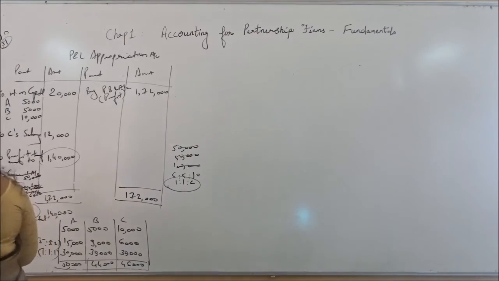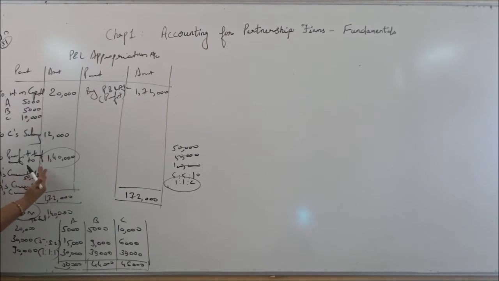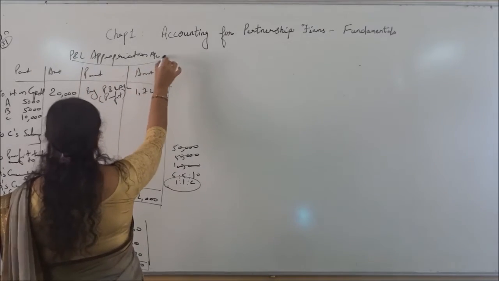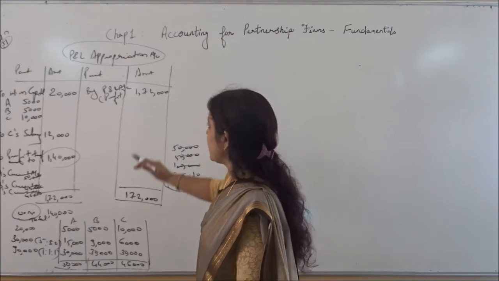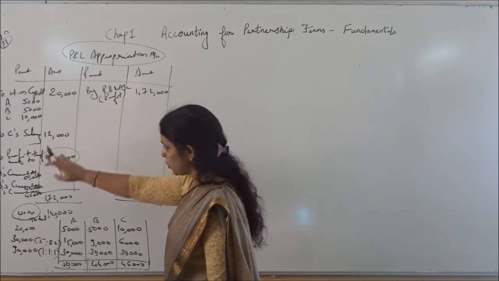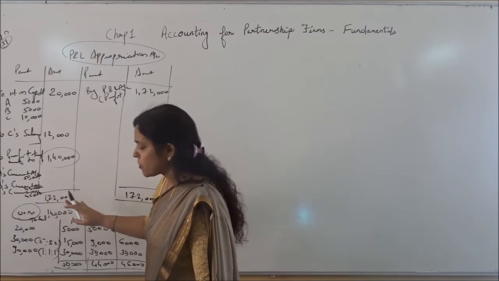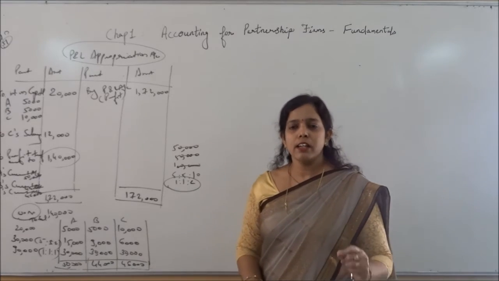As you have seen in the previous videos, it is in the debit side, so in the entry it will go in the credit side, and in the debit side what will come? The name of the ledger. What is that? P&L appropriation. So what will be your entry? P&L appropriation account DR to A's current, B's current and C's current. This is the entry asked in the question.